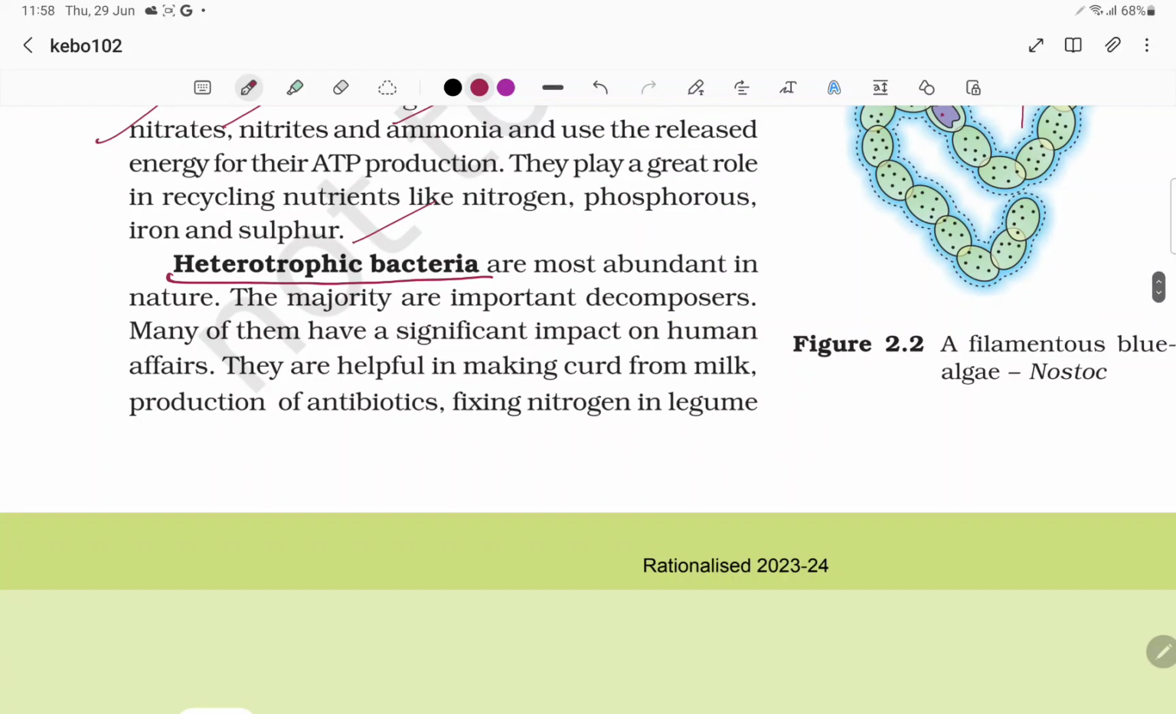Heterotrophic bacteria are the most abundant in nature. The majority are important decomposers. Many of them are significant in human affairs. Aspergillus niger produces citric acid, which is a fungus. And we have Clostridium butylicum, which produces butyric acid, and Lactobacillus, which produces lactic acid.